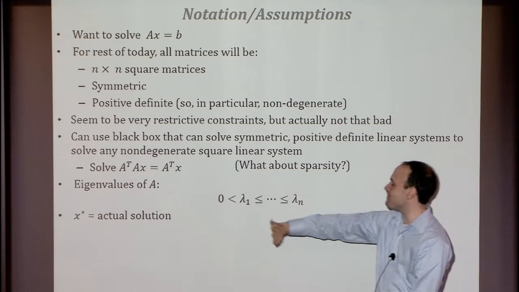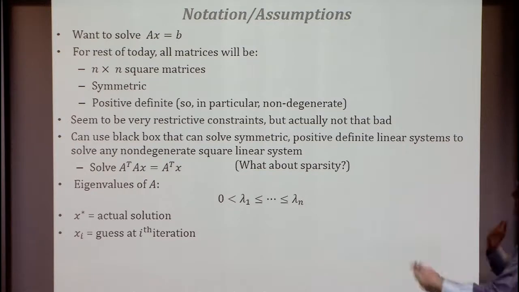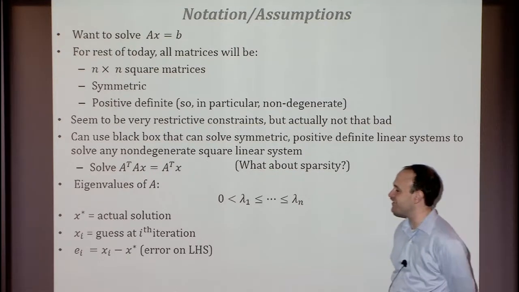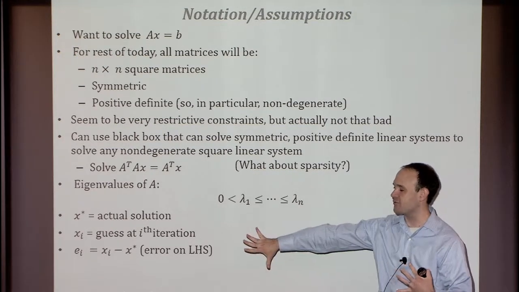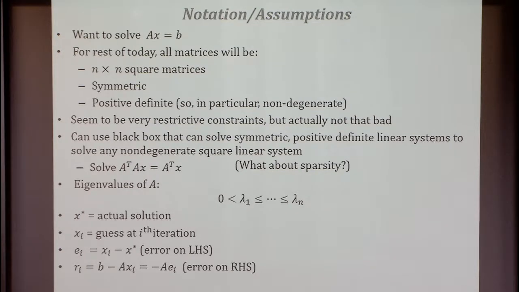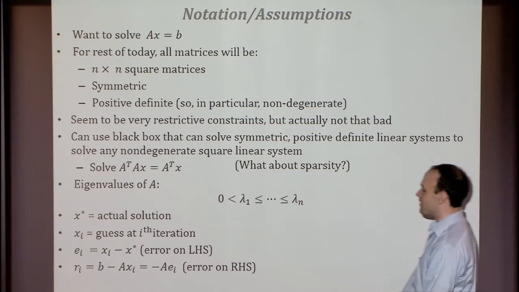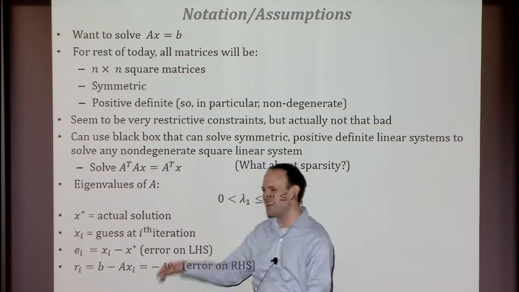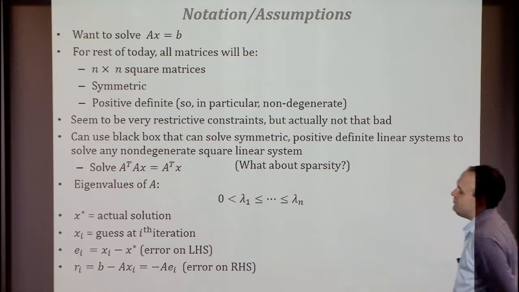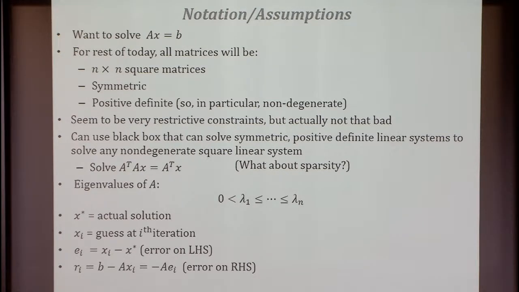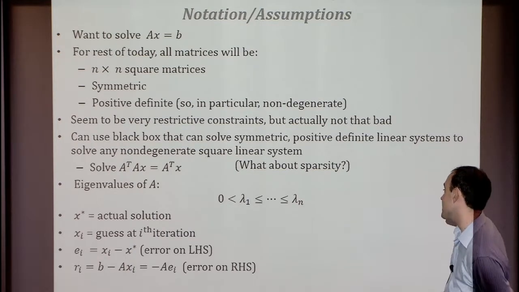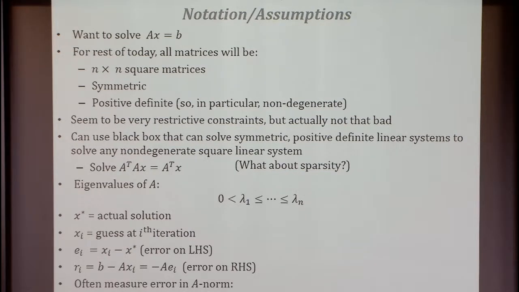OK, so anyway, X star will be the actual solution. Xi is going to be your guess in your iterative method. I'll write ei for the error on the left-hand side, the difference between your present guess xi and the actual solution X star. And I'll write ri for the right-hand side error. So if ei is the error in x, then ri is the error on the right, which is b minus A xi, which is just negative A times ei. So now there's this annoying sign convention where these negative signs pop up, and I think I consistently kept it in the lectures, but I'm not that optimistic.